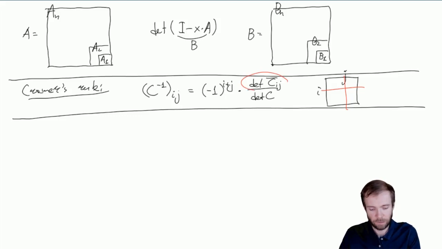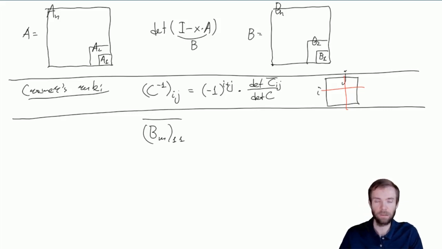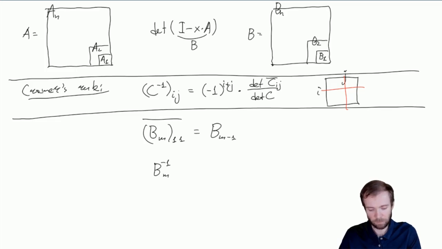Now we see that in this notation, for every m, we have B_m 1,1 bar, that is the matrix obtained from B_m by striking out the first row and the first column, is actually just B_{m-1}. And so Cramer's rule gives us that the element of the matrix inverse to B_m in position 1,1 is the ratio of the determinants. So it's the determinant of this guy, which is just B_{m-1}, divided by the determinant of B_m.